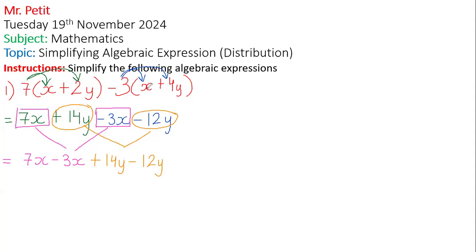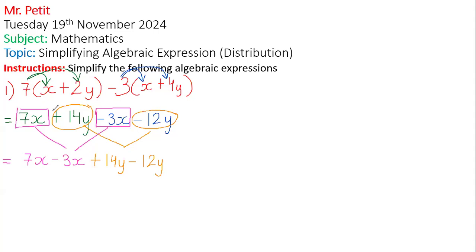Okay, then we say, Miss Morris, -3 times x, which is negative 3x, and then -3 times 4y, which is -12y. Make sense? Excuse me, Mr. Petit. How do we get the plus sign? It's at the bottom. We're coming to that right now.